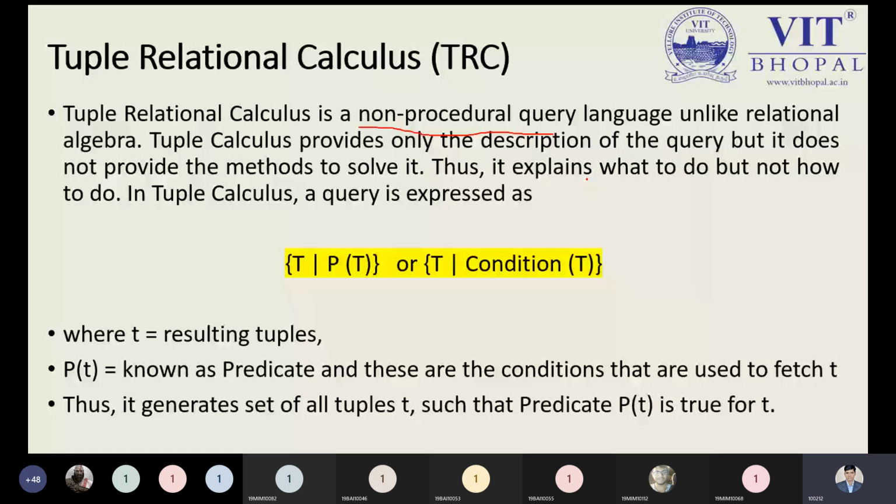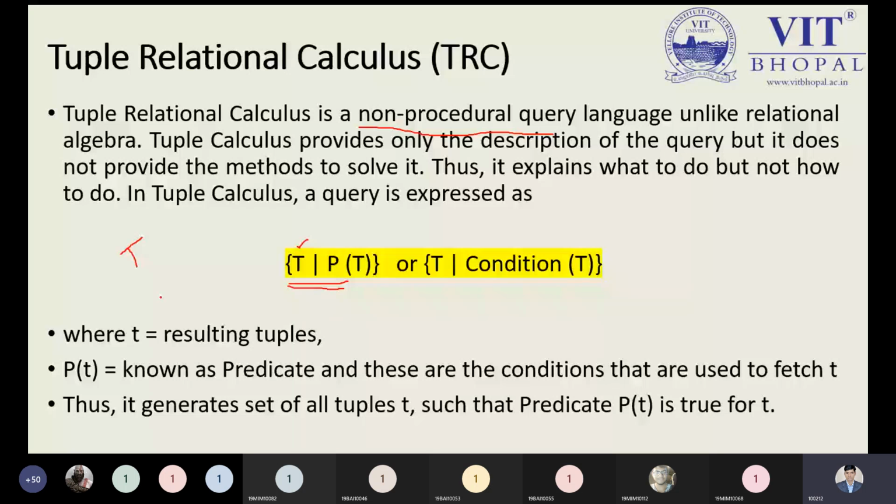Tuple relation calculus provides the description of the query, but it does not provide the method to solve it. So we can say that we say what to do, but we don't know how to perform it. For a query written in tuple relation calculus, we need to keep the syntax in mind. We have the T, which we write inside curly braces. This would be the syntax. T is basically a resulting tuple.